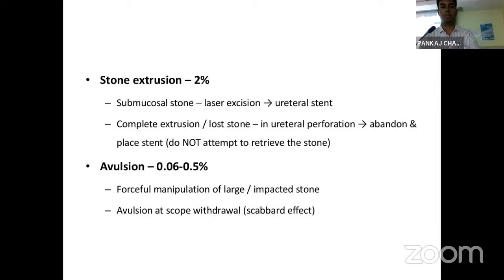Avulsion is seen in 0.06 to 0.5% of cases, and it is due to forceful manipulation of a large impacted stone. And avulsion can also occur while you are withdrawing the scope, avulsion due to the scope itself, which is called the Scabbard effect.